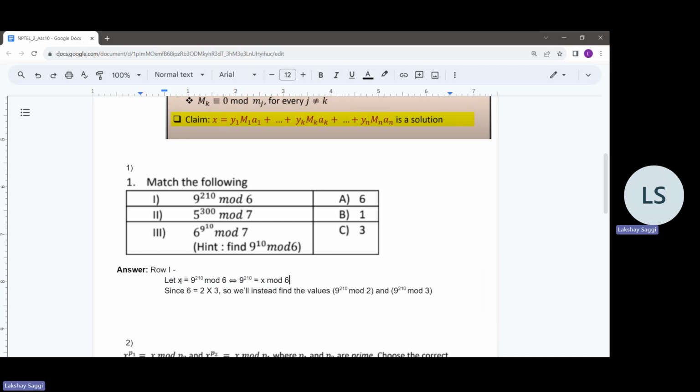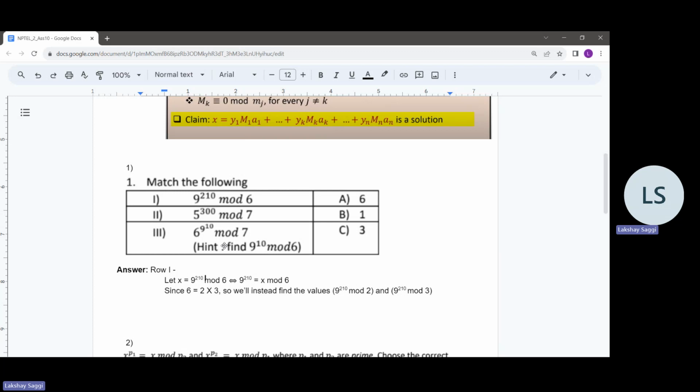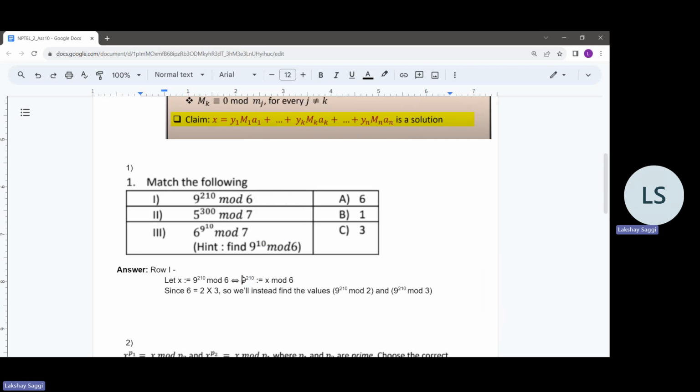This question and this question are the same thing because these things in the modulo symbol can be moved around. So this is a congruency symbol first of all, not exactly an equal to symbol. So we can instead write that 9 to the power 210 is congruent to x mod 6 and we need to find an x, right? Similarly, here we need to find these values of 9 raised to power 210 mod 2 and 9 raised to power 210 mod 3.